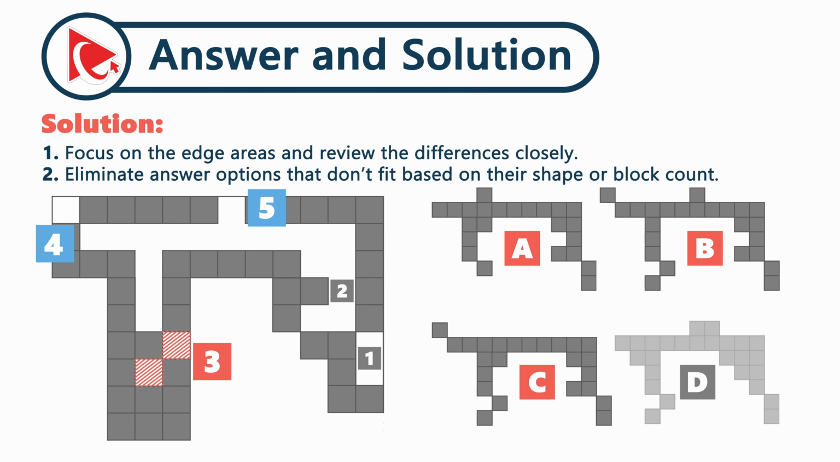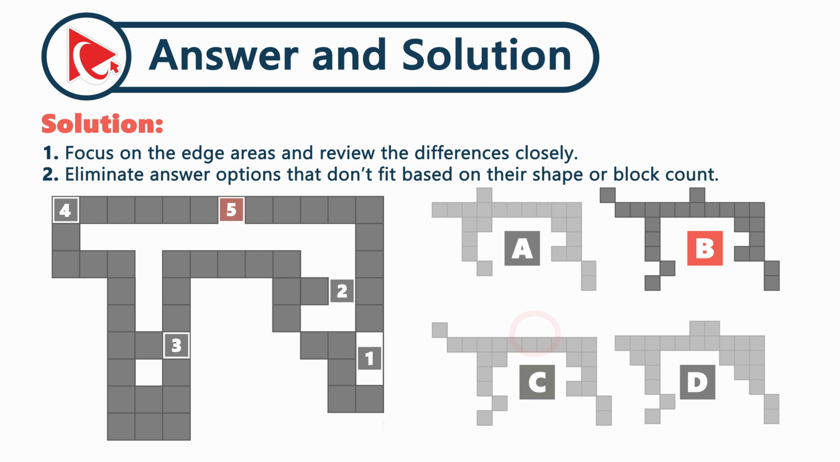It has 2 missing blocks, and this pattern only exists in shapes B and C, so we can also eliminate choice A. Edge area 4 has 1 missing block, but unfortunately it's not helpful because this pattern still exists in choices B and C. Well, our last hope is the edge area 5. Let's see if it's gonna be helpful. And voila! I think we're getting closer to the right answer because now we can eliminate choice C.